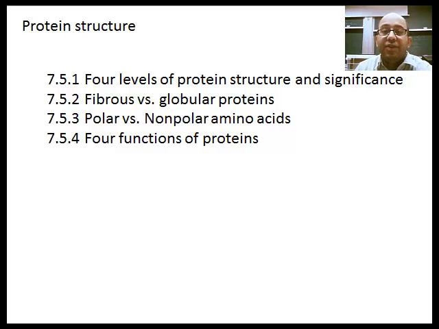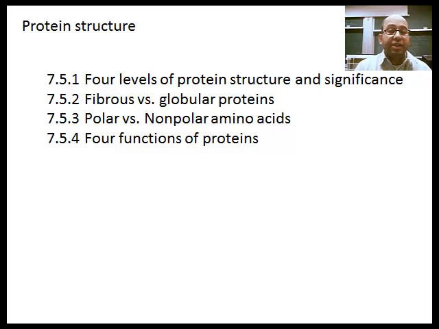Hi class, so today's video is on protein structure, which we've been covering in class. In this section you have to know the 4 levels of protein structure and their significance. You have to know the difference between fibrous and globular proteins. You have to know the difference between polar and nonpolar amino acids and their significance. And you have to know 4 functions of proteins.